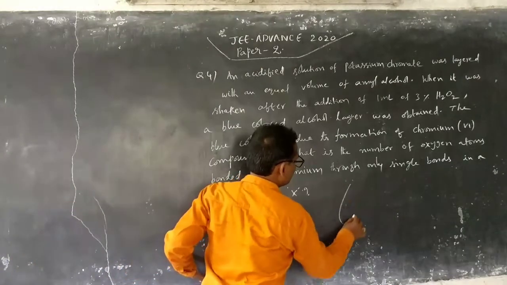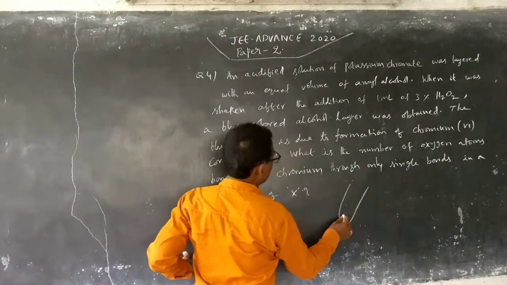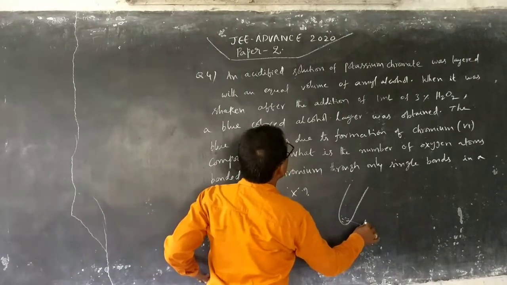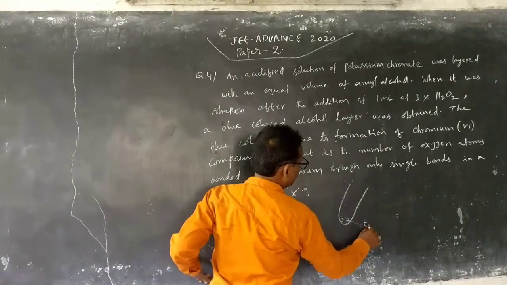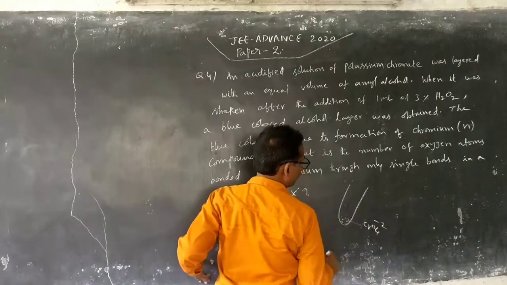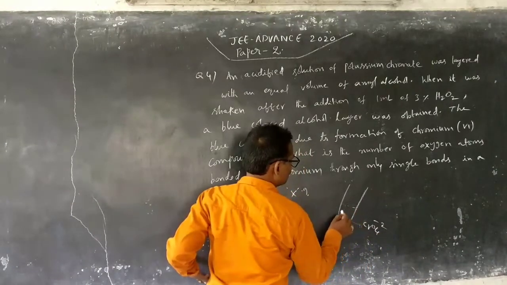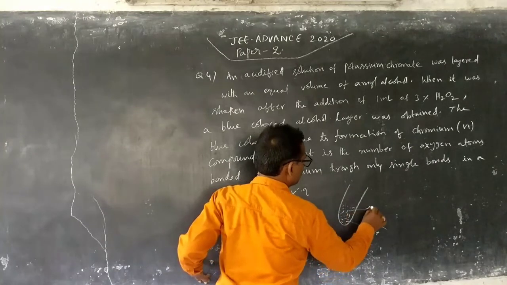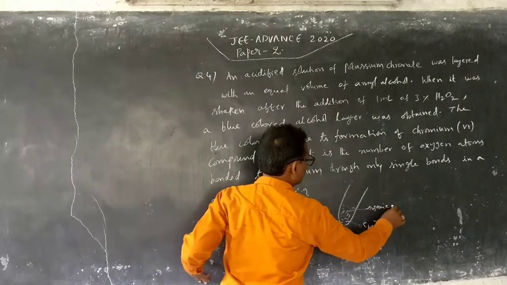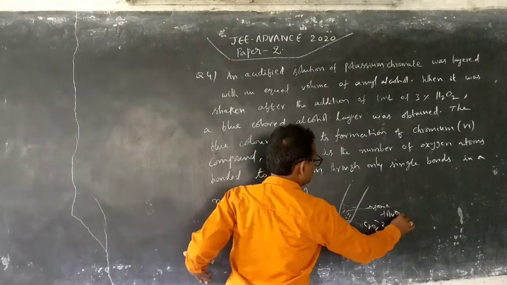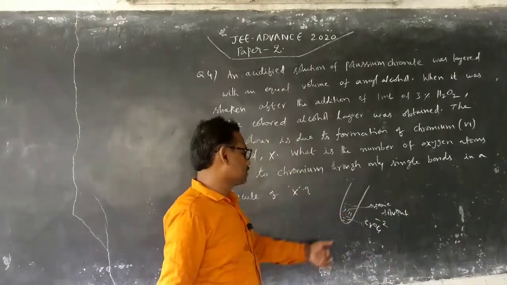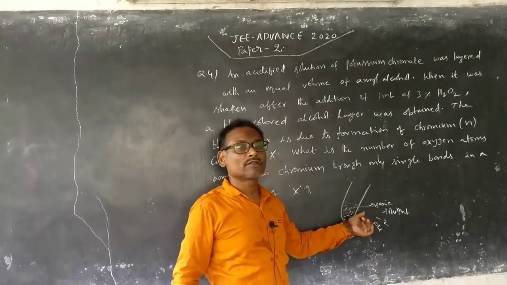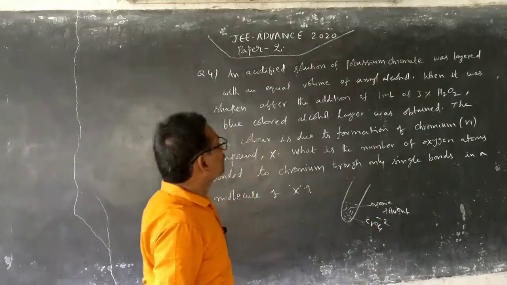So initially there is a little part of acidified chromate, and to this an equal volume of some organic solvent is added. So there is acidified chromate, and to this an equal volume of an organic solvent like amyl alcohol is added.